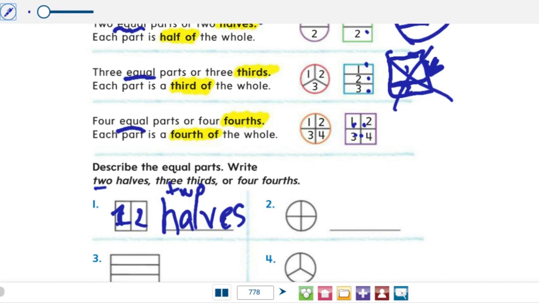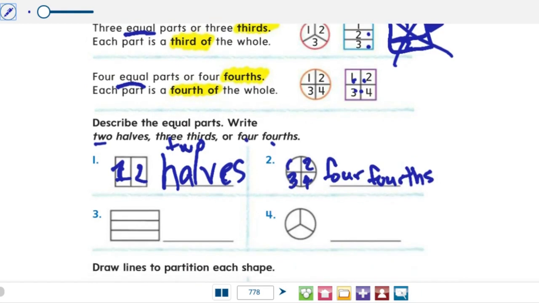For number 2, I can see here I've got 1, 2, 3, 4 equal parts. Well, 4/4. So I'm going to write 4/4. All right. Let me see if you can do number 3 on your own. See if you can figure it out on your own. Number 3, they've cut it up into those pieces. How many pieces do we have? And then what would we write?